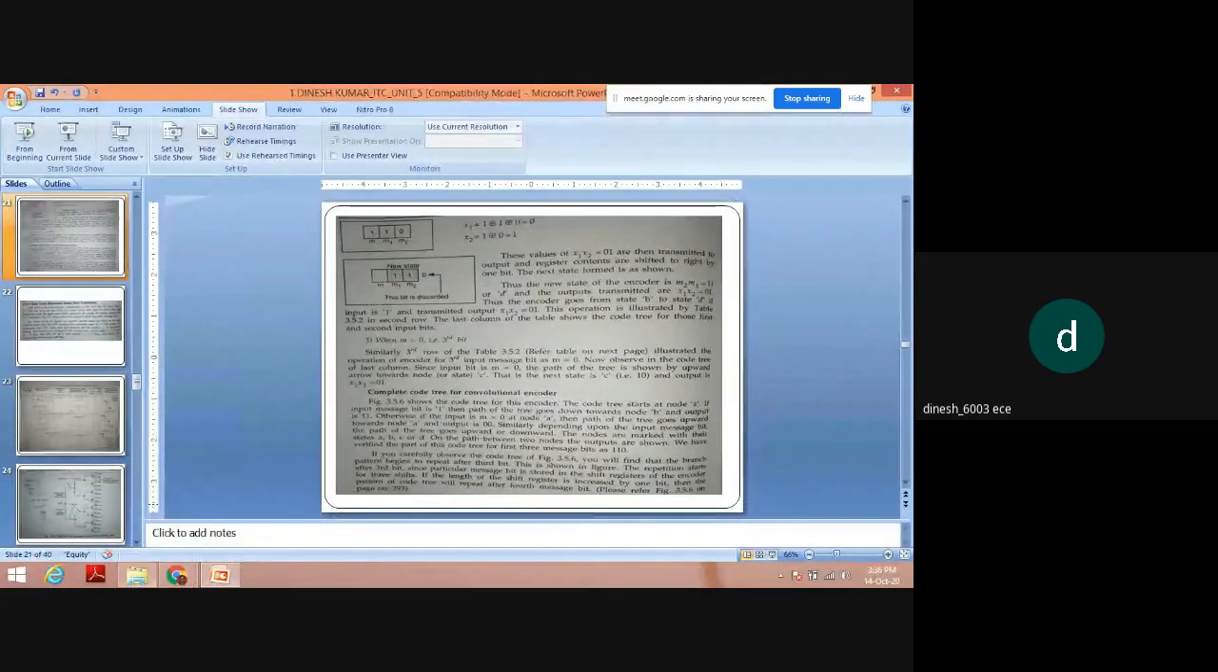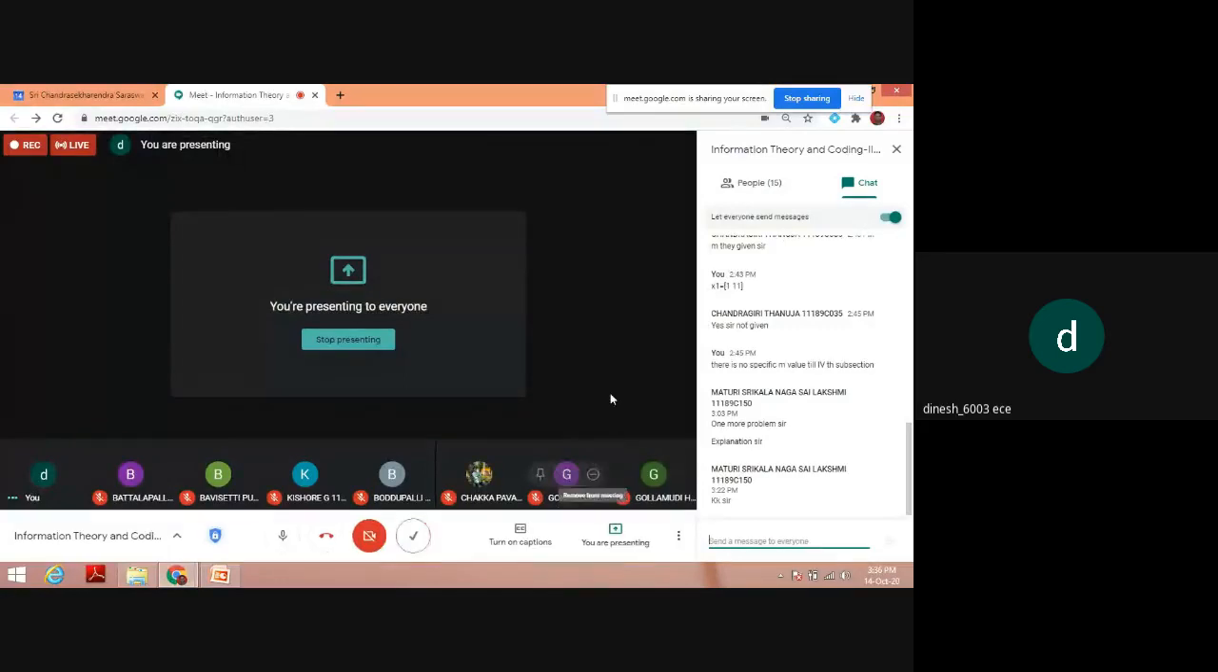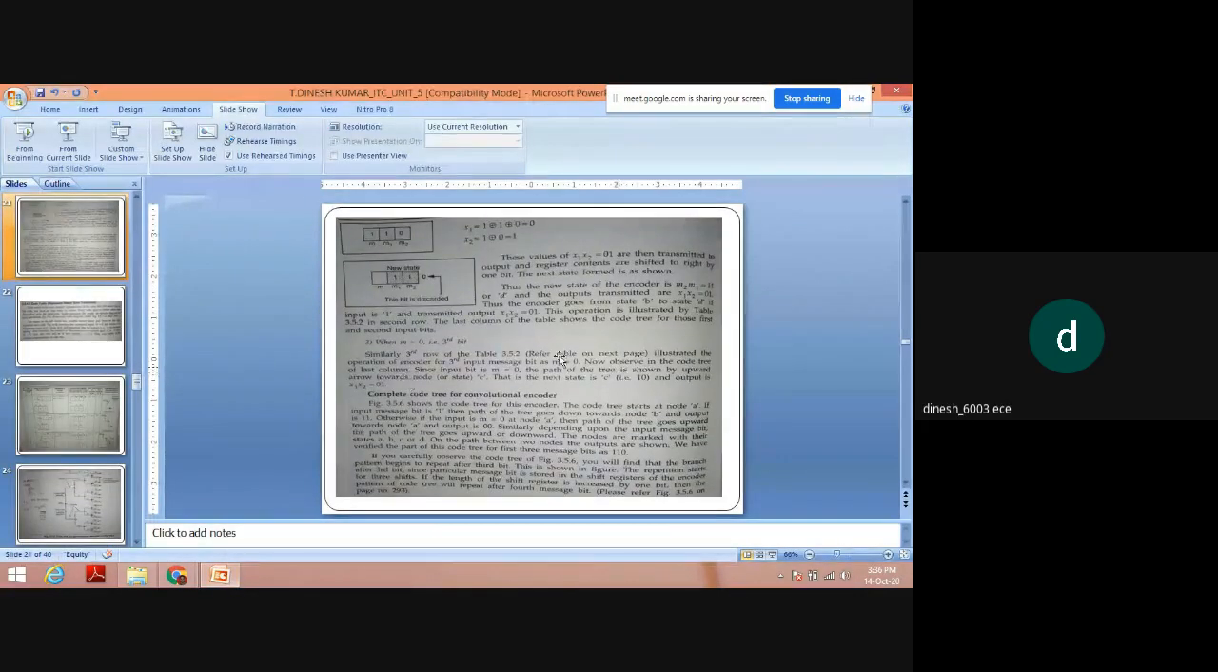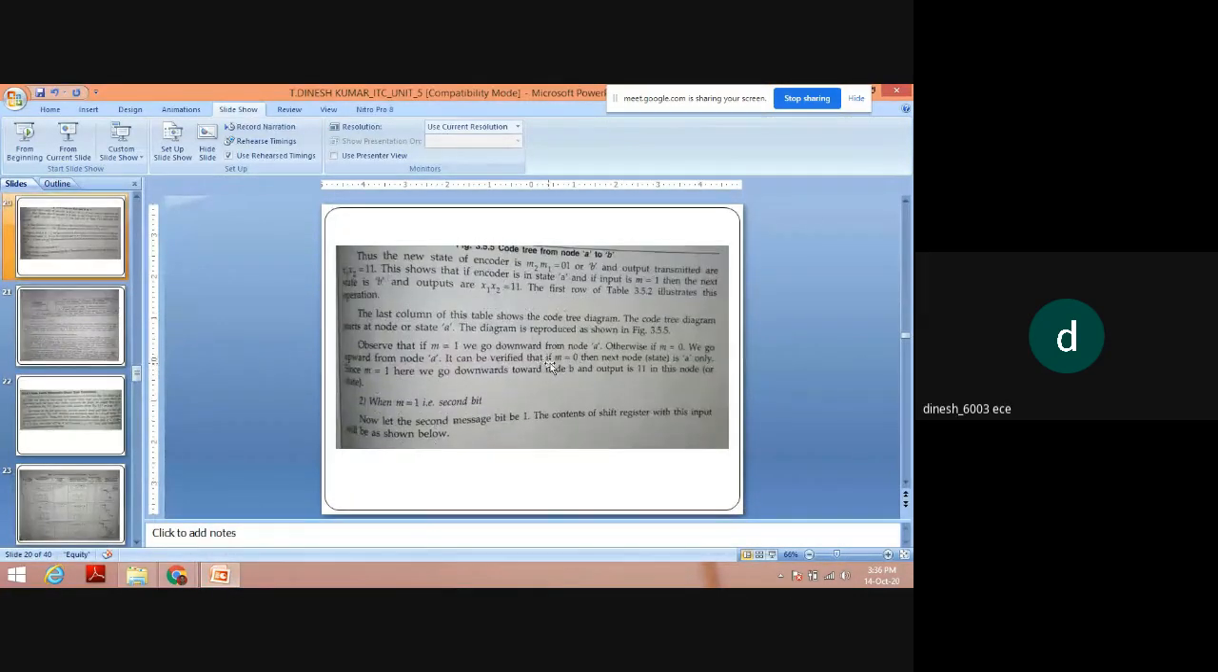Any doubts till this? Any doubts in doing these 3 steps in developing the code tree? If you have any doubts, put them in the chat box. Any doubts in this development of the code tree? Why? Because after the development, I will directly draw the code tree diagram. Any doubts you can put in the chat box. Let me see.